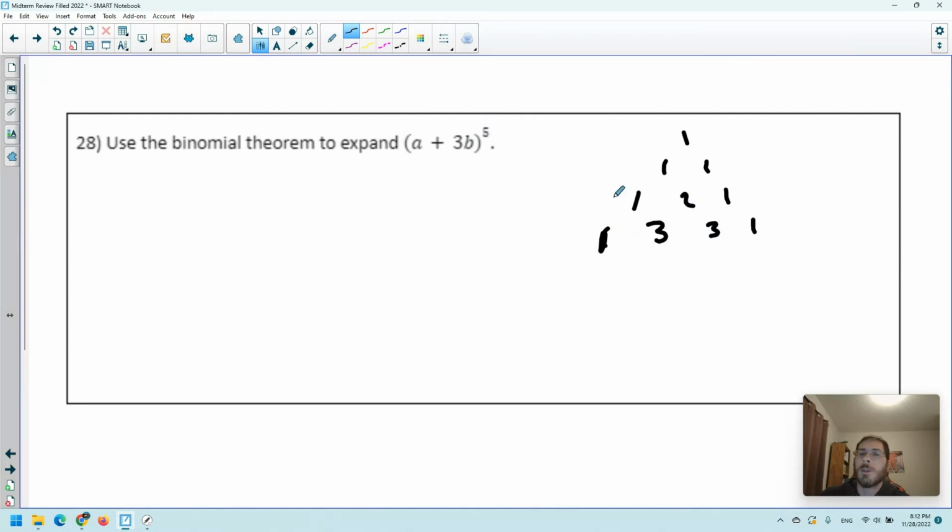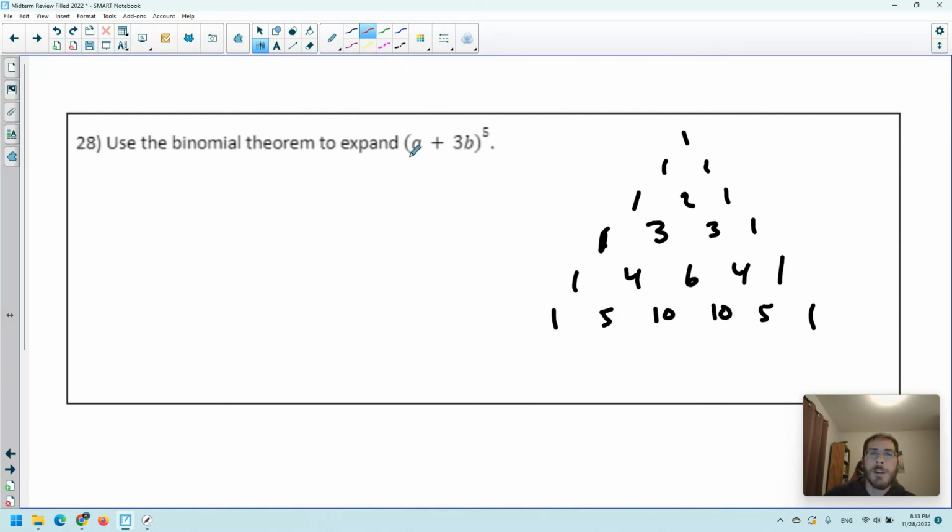I know I need to get the row that starts with a 5 as the second number. So 1, 1, 1 plus 3 is 4. 3 plus 1 is 4. 3 plus 3 is 6. This is a 4. I need a 5. Even though I've got 5 rows, I need to go one more. So 1's on the side, 5, 5, 4 and 6 is 10, 6 and 4 is 10.